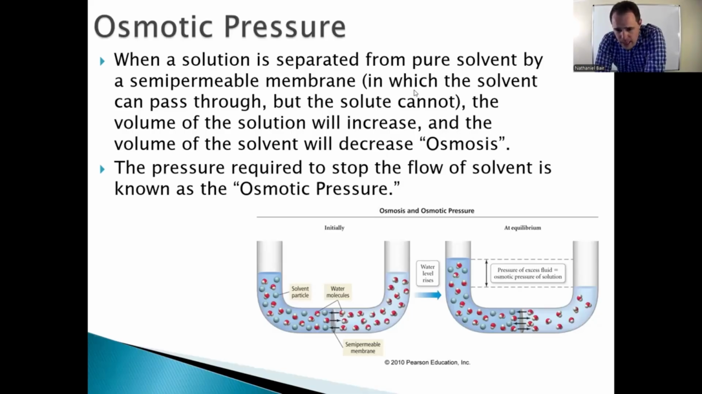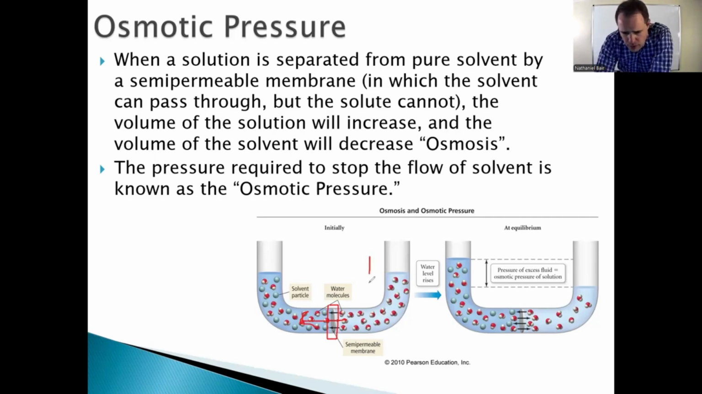I don't know if you've ever seen a dialysis tube, but this is essentially a dialysis tube where you have a semi-permeable membrane disc in the middle. This would be like a cell membrane. And we have a salt water solution on one side, pure water on the other. And when we allow these two to mix, the water is going to travel through here. So the salt can't come over, but they want to mix.